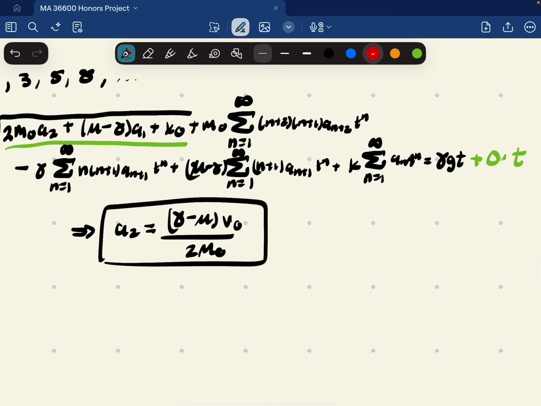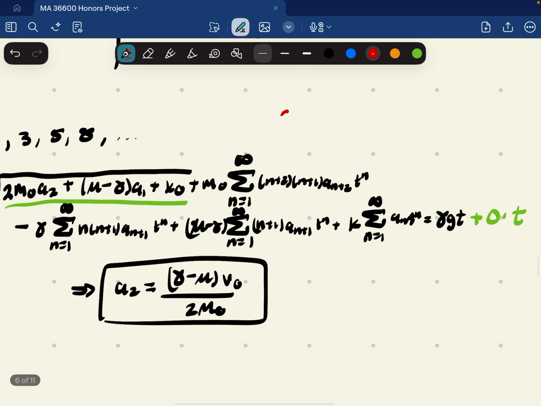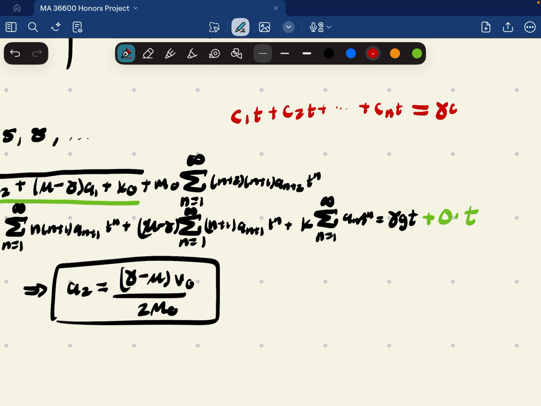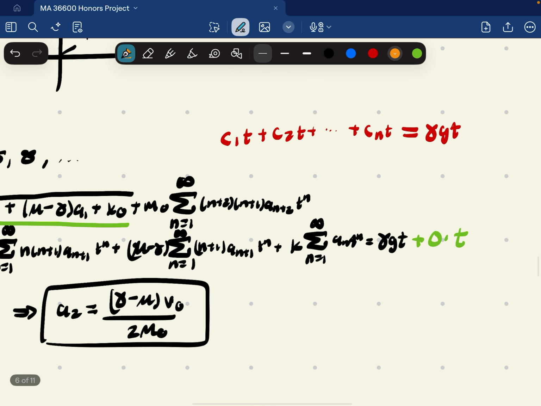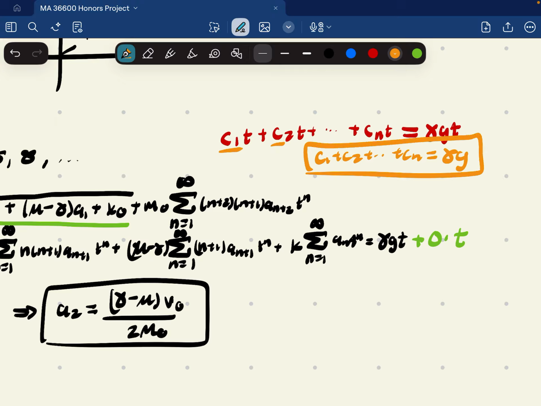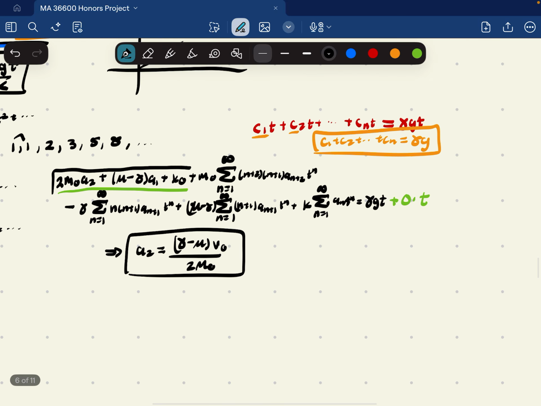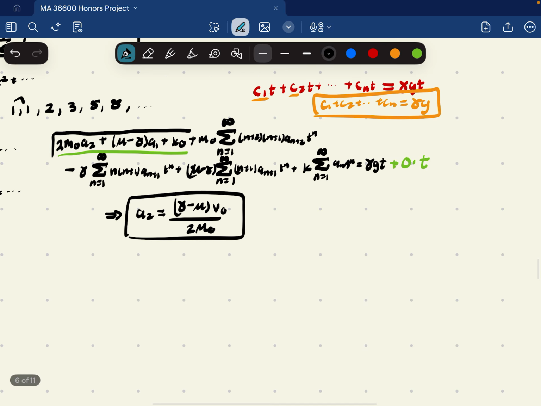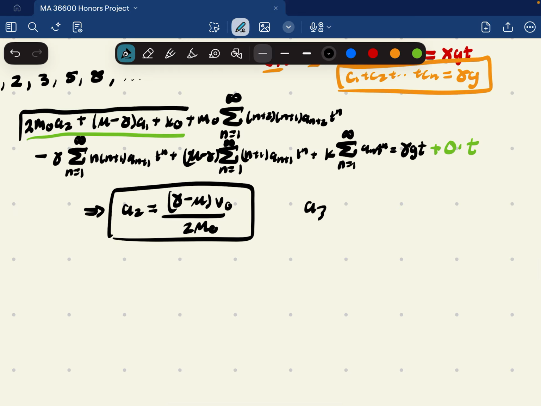If I go one more term, I'm going to get a bunch of terms of t. So I have, say, c1t plus c2t plus blah, blah, blah, cnt. And this must be equal to gamma g times t. So once again, I can just equate the coefficients. That means c1 plus c2 plus blah, blah, blah, cn equals gamma g. That gives me another relationship to find the coefficients of the next term, say a3. Now a3 is actually really nasty, and I'm just going to leave it off for now, but it is equal to something.